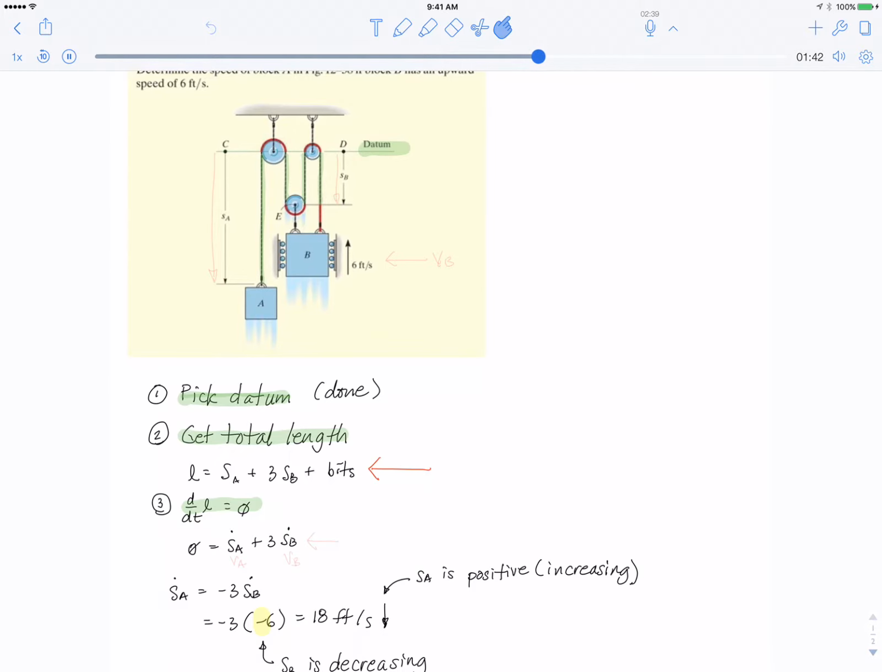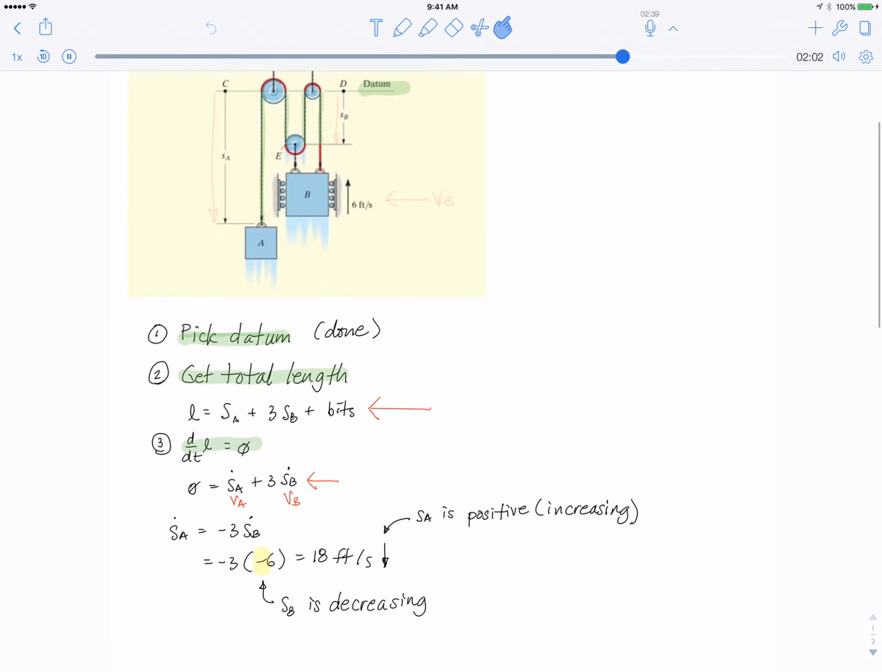Then you take the derivative of that, and the derivative of total length is not changing, it's always 0, and that's going to give you a relationship of the velocities. The derivative of the bits is also 0, so you end up with this. S dot A is actually velocity A, and S dot B is velocity B. So then you end up with S dot A is minus 3 S dot B.